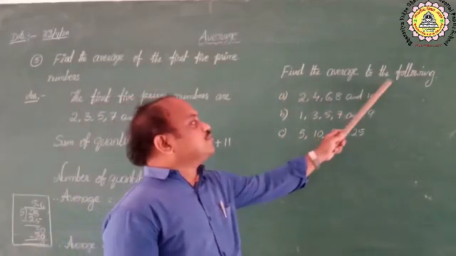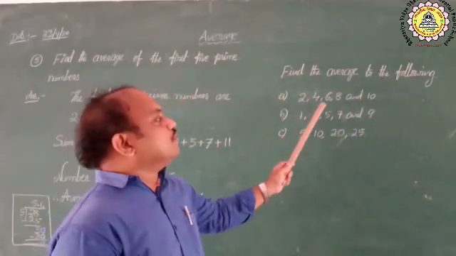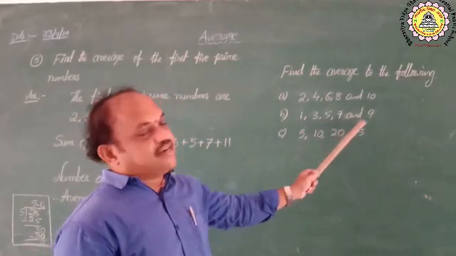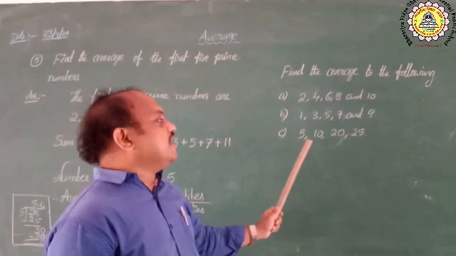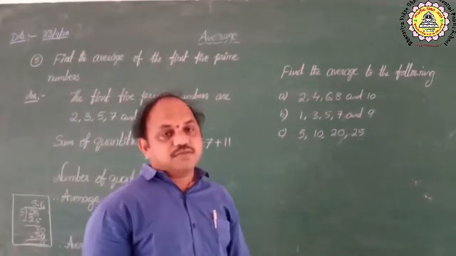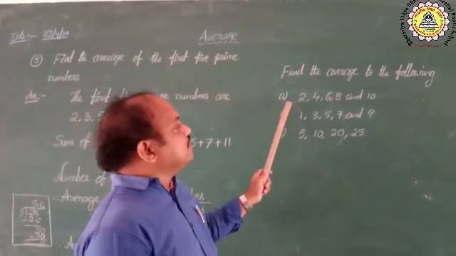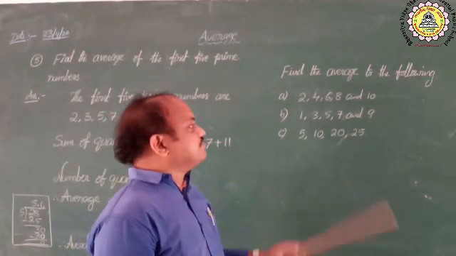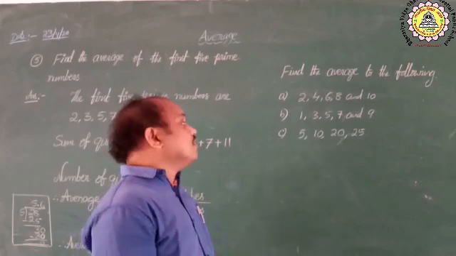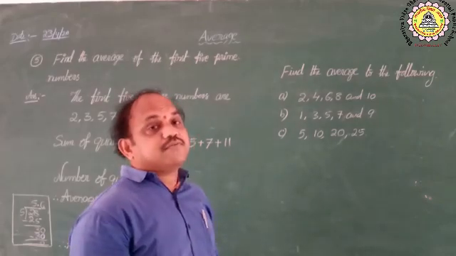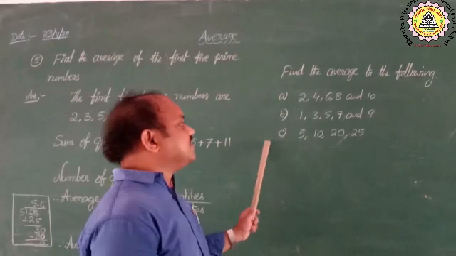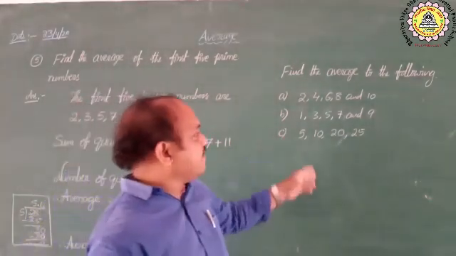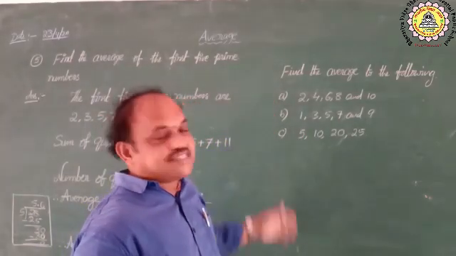Find the average of the following: A, 2, 4, 6, 8 and 10; B, 1, 3, 5, 7 and 9; and C, 5, 10, 20, 25. Just observe properly. The first two sums have 5 numbers each. That means how many quantities are there in A and B sums? 5 quantities are there. But for C sum, only 4 quantities are there. You have to just find the average of these 3 sums.